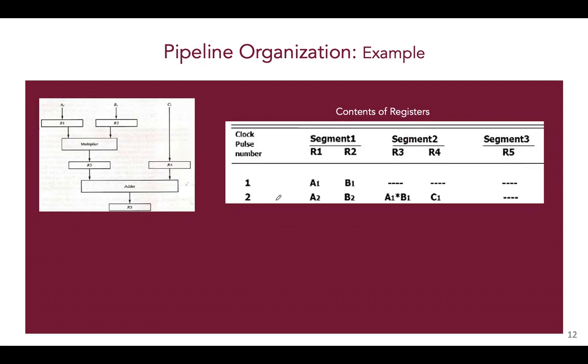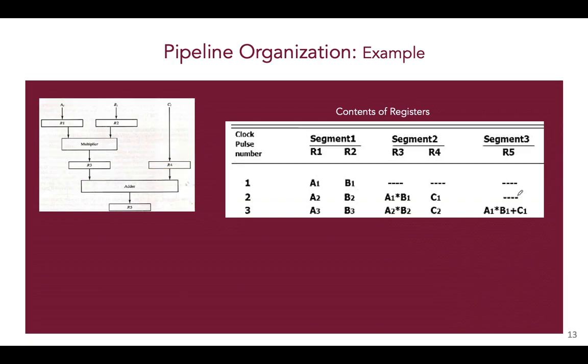Then with the second clock pulse, segment 1 will now receive the next input, which is again A and B, but for I is equal to 2 this time, right? And the previous contents of segment 1 will now have moved to the next segment, segment 2, and you can see that A1 and B1 have moved into segment 2 after being multiplied, because there's a multiplier between segment 1 and segment 2. R4 is also receiving C1 at the same time in this segment, right? Segment 3 again is not doing anything at the moment because it hasn't received the necessary data yet.